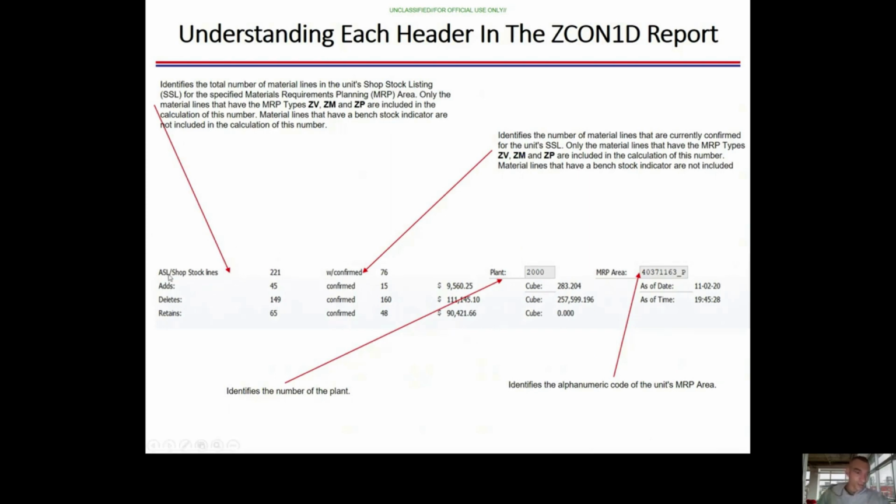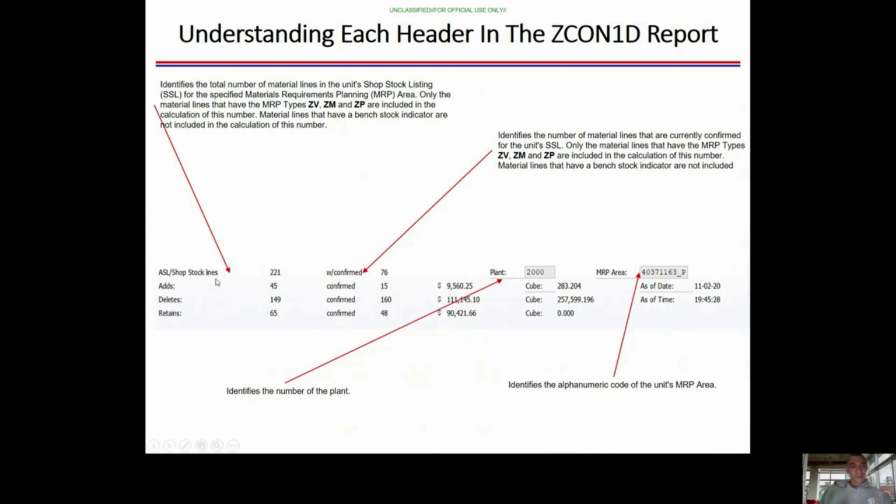All right. So starting at the left, we're going to talk about ASL shop stock lines. This identifies the total number of lines in the unit shop stock listing, or SSL. Keep in mind these only cover your MRP types, so ZV, ZM, and ZP are included and calculated in this number. Material lines that have a bench stock indicator are not calculated. This is just calculating your shop stock.